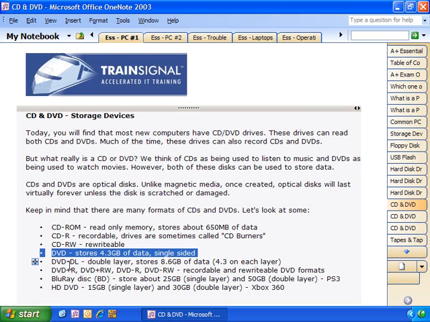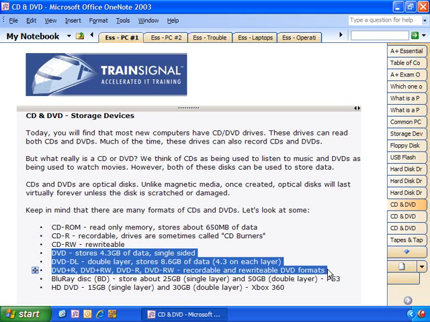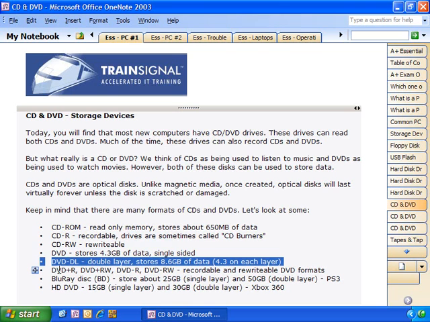Then there's DVDs. DVDs store 4.3 gigabytes of data, so they hold much more than a typical CD-ROM that holds only 750. So you can see why DVDs are getting more and more popular because they hold so much more data. And that's a single-sided disc. You can also get a CD or a DVD DL, which is a double-layer disc, and it stores 8.6 gigabytes of data, 4.3 gigs on each layer.